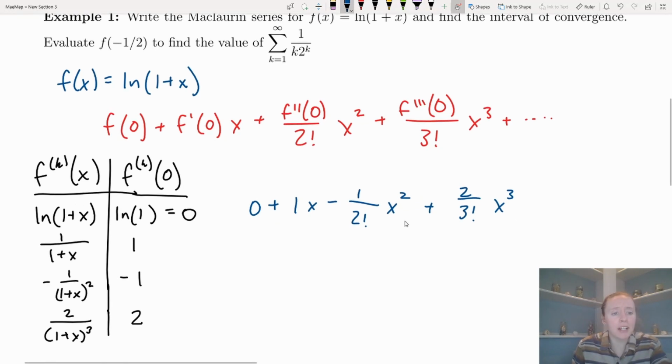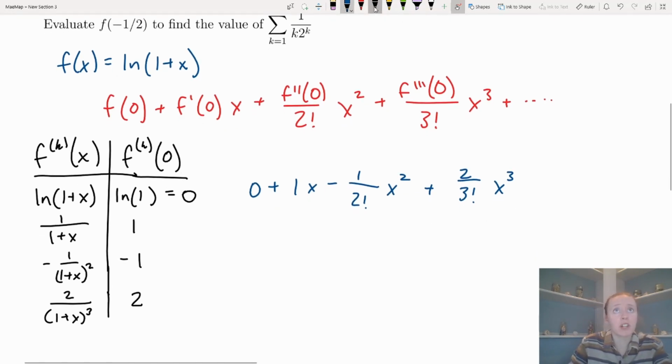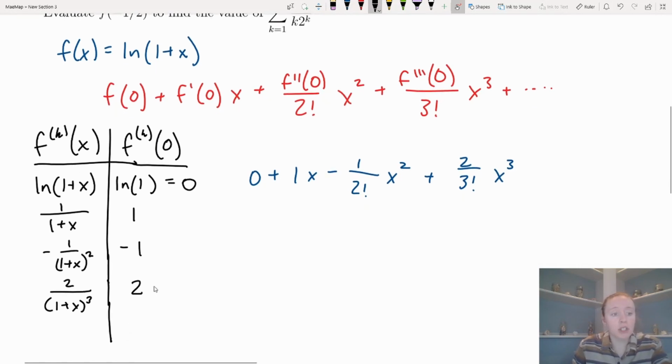It's still a little hard to see the pattern, so while we're at it, why don't we just take one more derivative. So let's do the derivative of 2 over 1 plus x cubed.